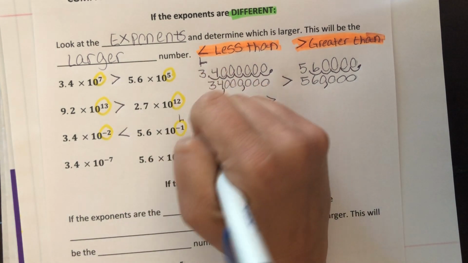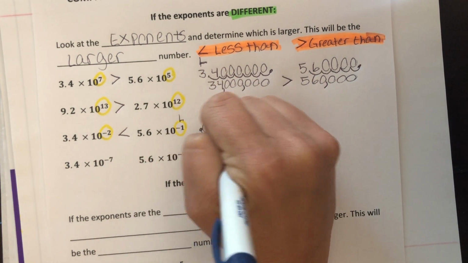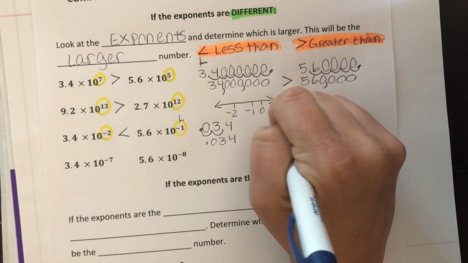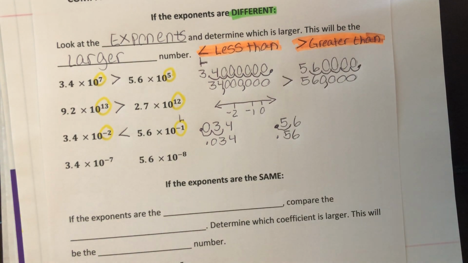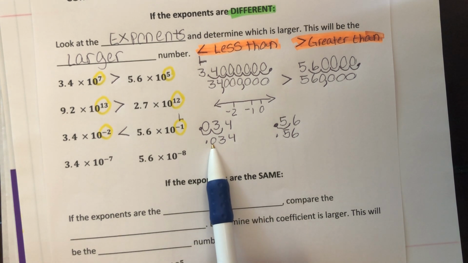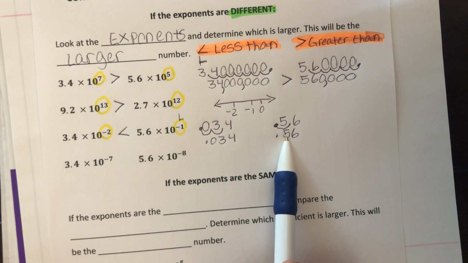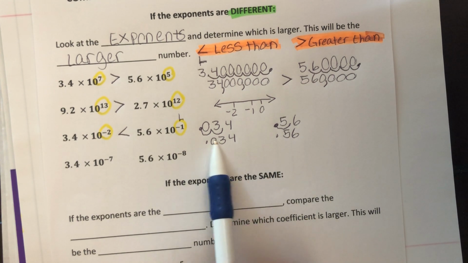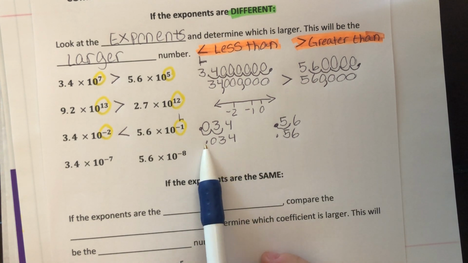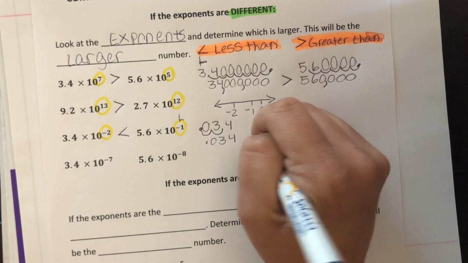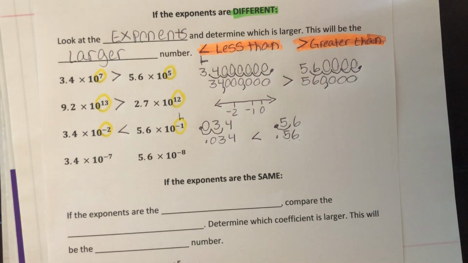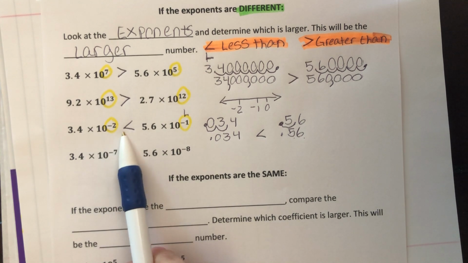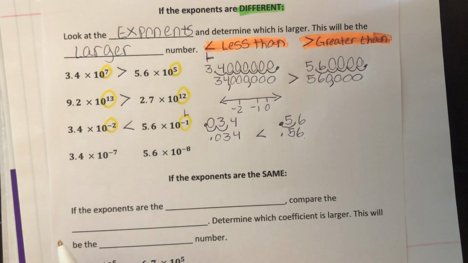compare them. I'm going to rewrite it so it's easier for me to look at. And when comparing the place values here, if I look at the tens place, this has a 0 and this has a 5. So just comparing those place values there, I can see that this number is larger than this number here. So 0.034 is less than 0.56. This number is less than this number.